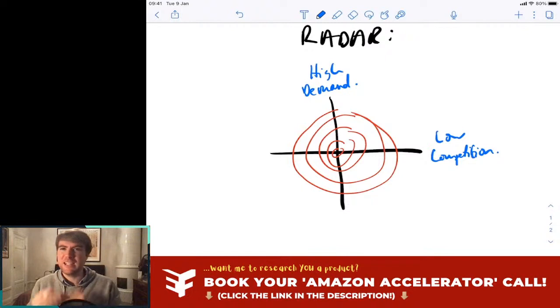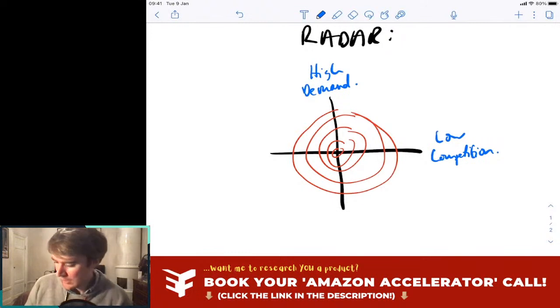It's probably why a lot of makeup products are very hard to compete with. If you want to sell lipstick, there's just no hope. You've got all the massive lipstick brands to compete with, right? And it's just not going to work. So we want low competition.